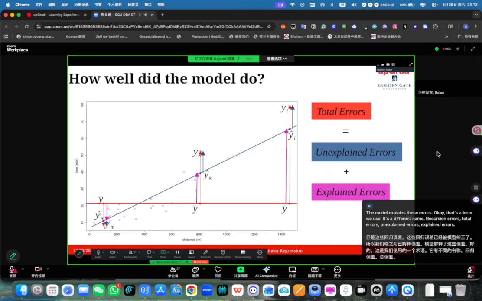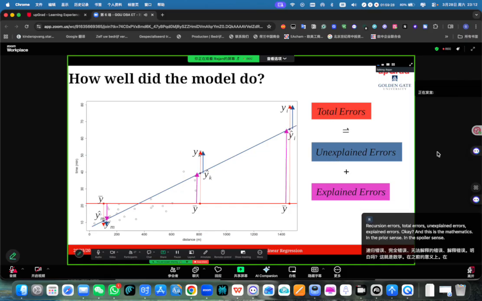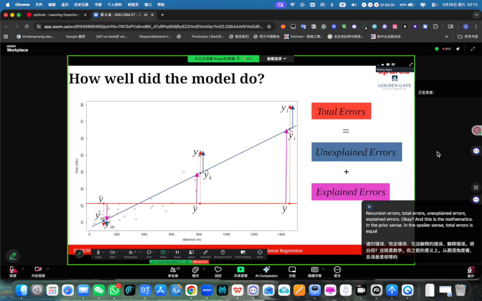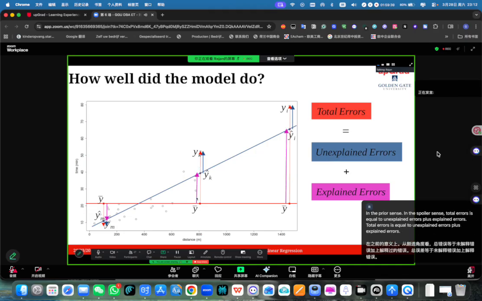And this is the mathematics. In the squared sense, total errors is equal to unexplained errors plus explained errors.